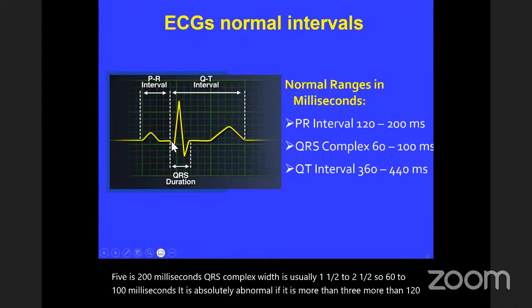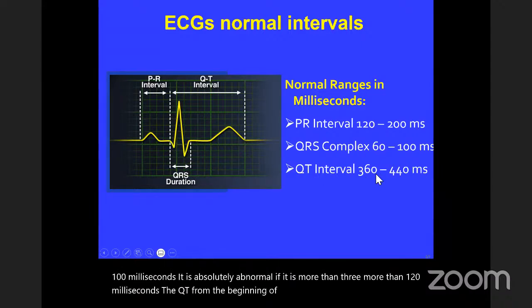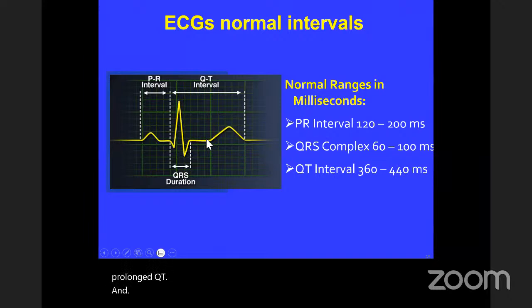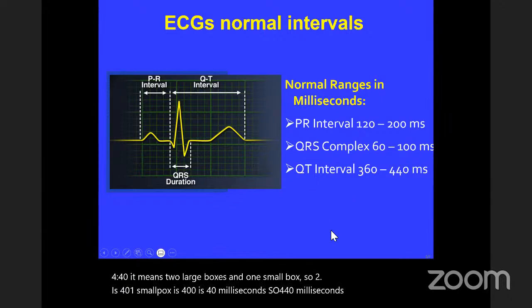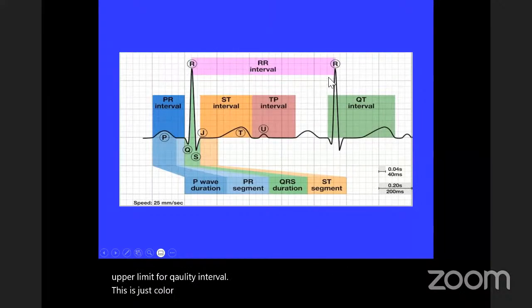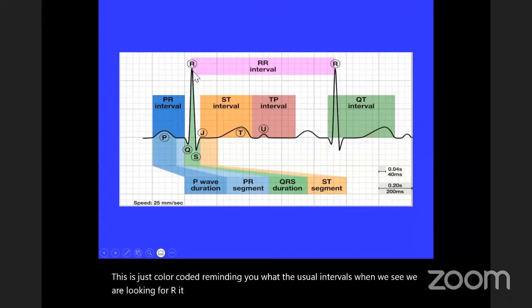The QT, from the beginning of the QRS complex till the end of the T wave, is between 360 to 400 milliseconds. Less than 360 is a short QT, and more than 440 is a prolonged QT. And 440 means 2 large boxes and 1 small box. So 2 large boxes is 400, and 1 small box is 40 milliseconds. So 440 milliseconds is the expected upper limit for the QT interval. This is just color coded, reminding you of the usual intervals. When we are looking for RR, it means if you take the time from this R to this R, it is the time from one cardiac beat to another.